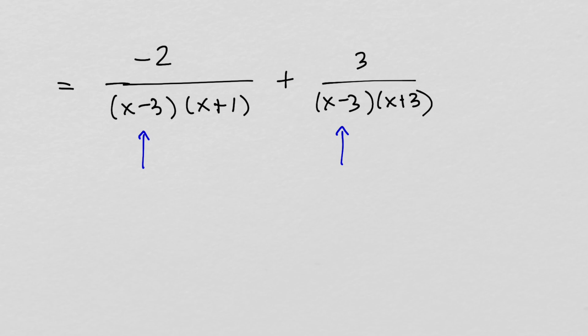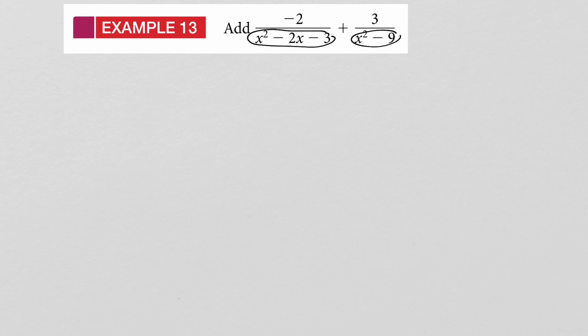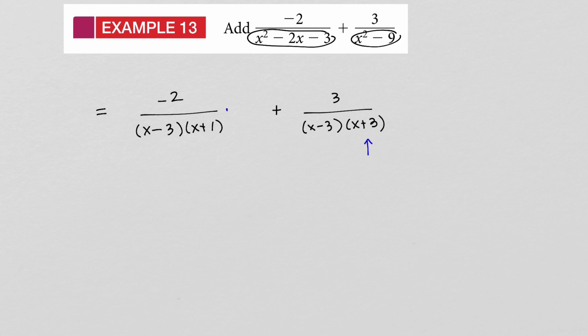So we need to multiply each of the fractions by what they are missing from the other denominator. And when we do this, it's actually better to leave ourselves a little bit more space. So let me rewrite this. Okay, and now like we said, in the first fraction, we are missing the x plus 3. So I am going to multiply by x plus 3 to the numerator and denominator. And in the second fraction, we are missing x plus 1. So let's multiply by x plus 1 to the numerator and denominator.